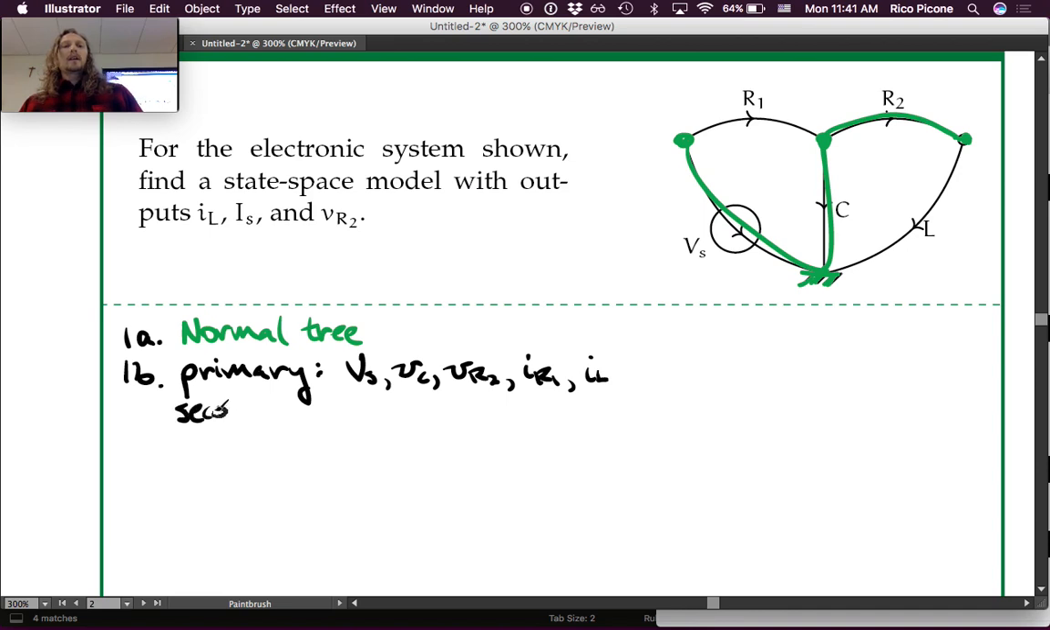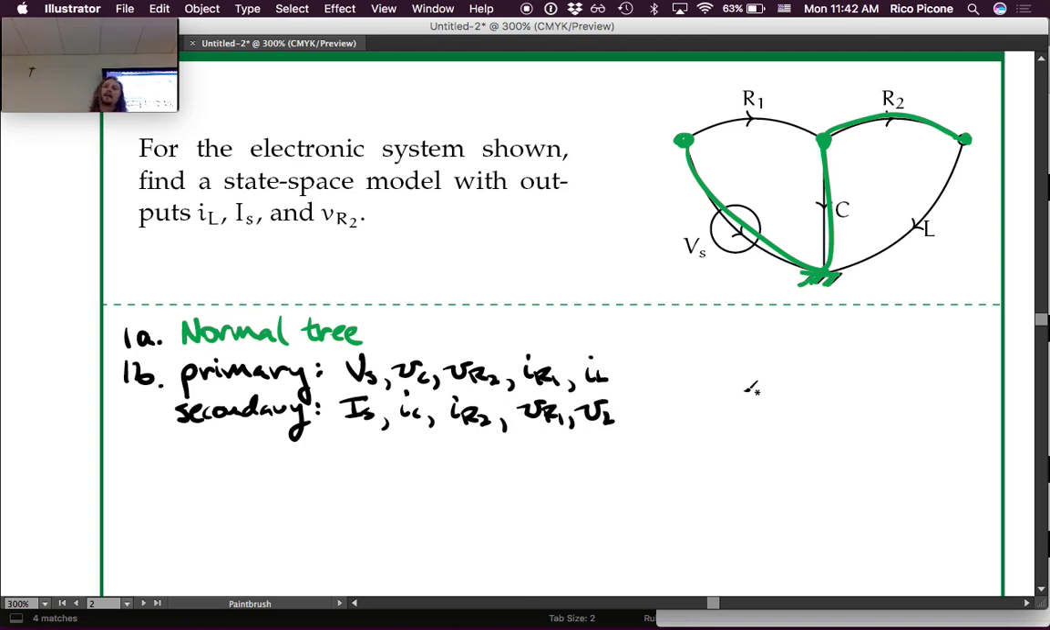Our secondary variables, you can go back to the definition, but it's just the opposite, right? So I just permute the list above. So this is IS, IC, IR2, VR1, VL. Secondary variables. Cool.